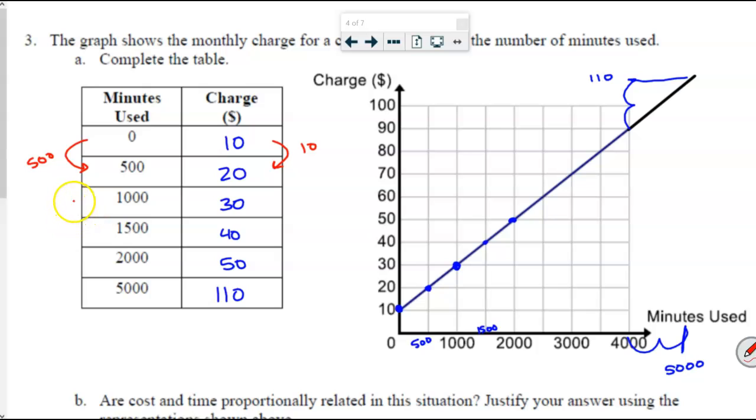What if the table jumps 1,000? So 1,000 to 2,000, it jumped 1,000. How much did the charge change? 20, and that makes sense, right? It went 500 and 500 again, so 10 and 10 again.